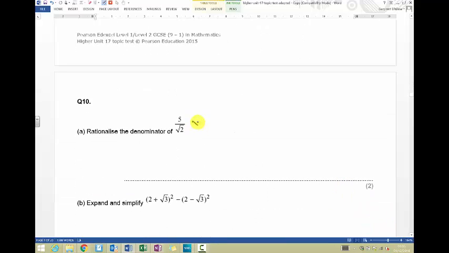Okay, again, nice easy one, times top and bottom by root 2, so you're going to get 5 root 2 over 2, that doesn't cancel down.